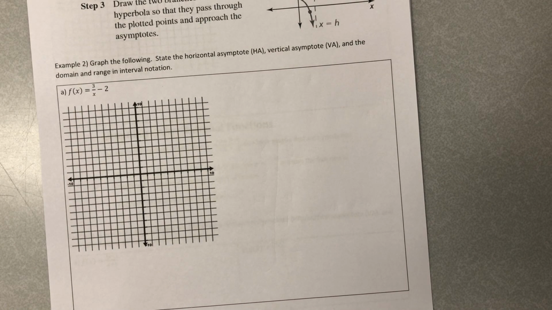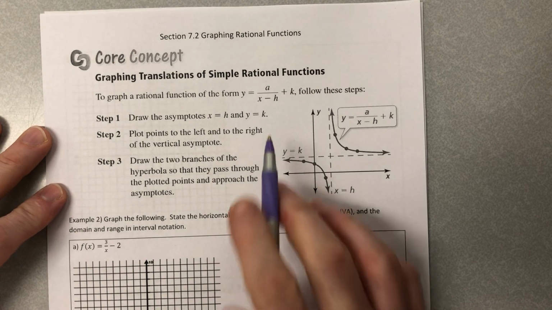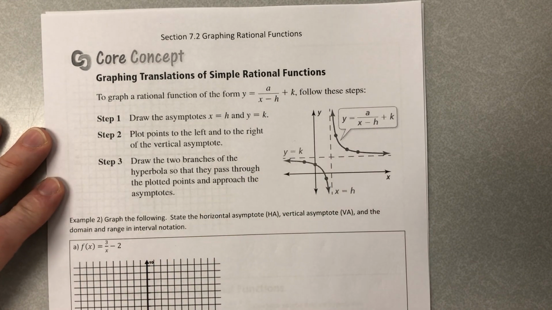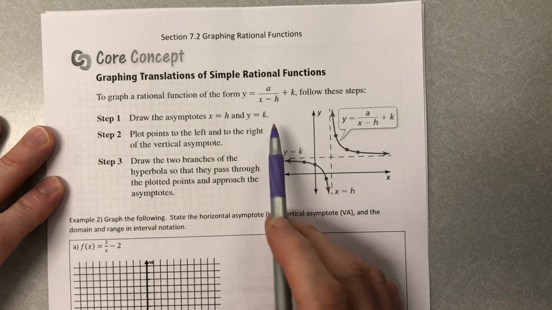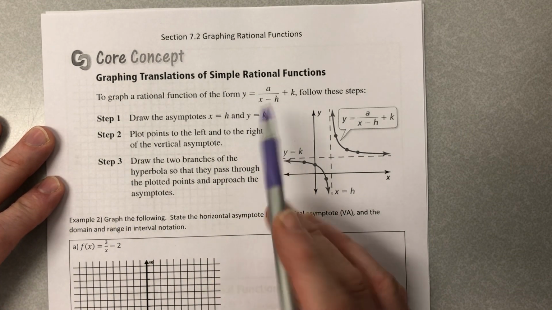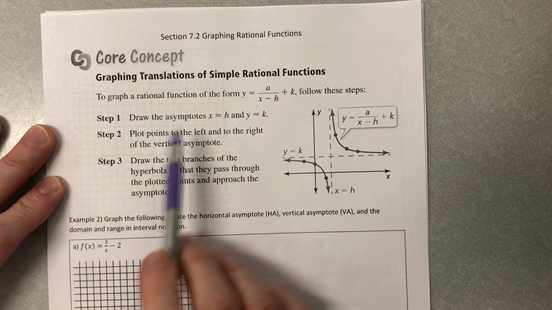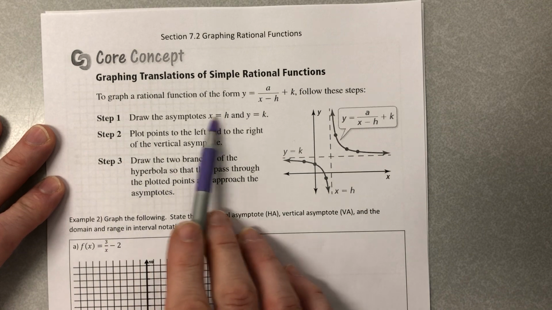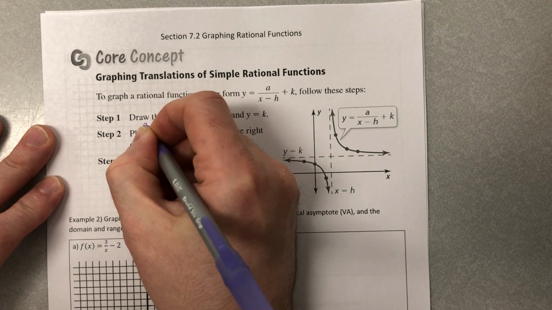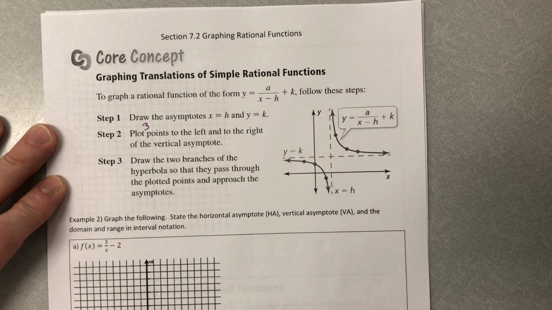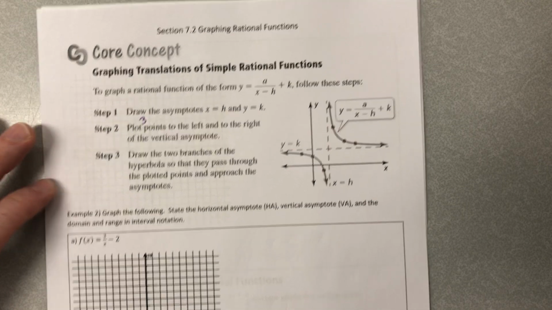Now, they're not all going to be in the simplest form, so we're going to translate these. These h and k should look pretty familiar. Remember, h is going to move this horizontally, left and right, opposite direction of the sign, and k is going to move this up and down. So it gives us some steps to graph these. We're going to draw the asymptotes, x equals h and y equals k, plot 3 points to the left and right of the vertical asymptote, and then draw the branches, so we have our graph.